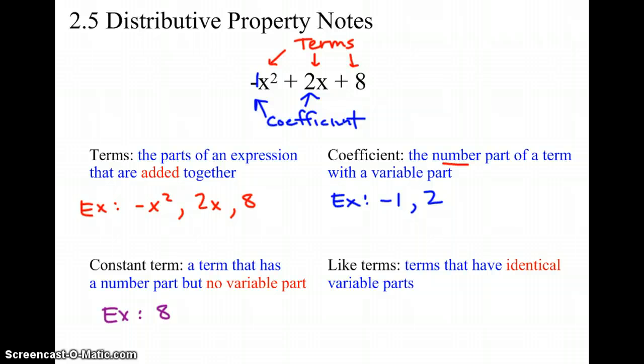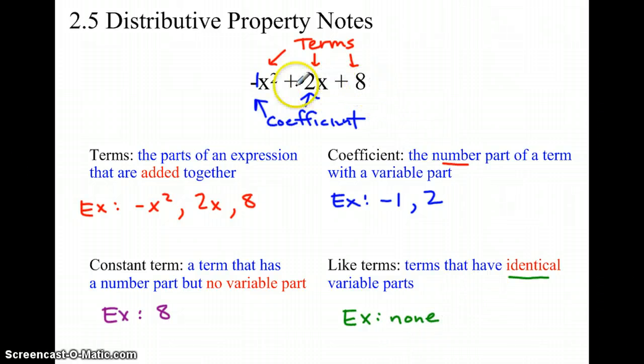And our last vocabulary term to talk about is like terms. Like terms are terms that have identical, that means exactly the same, identical variable parts. If you look at our example, the variable part of my first term is x squared. The variable part of my second term is x. Those two things are not identical. They're very close, but they are not identical. So like terms in this example, I would say that we have none.